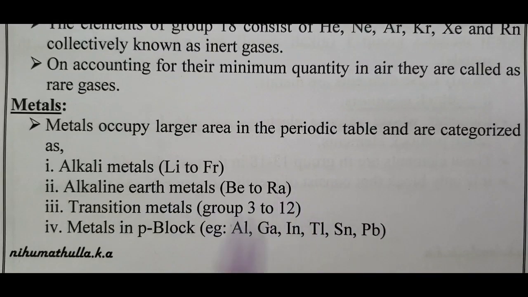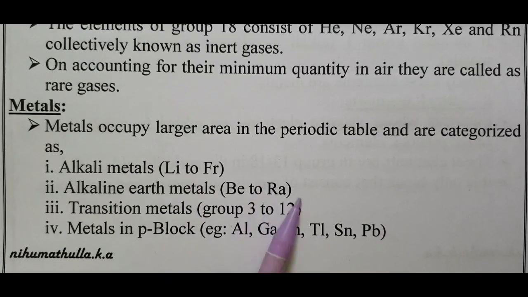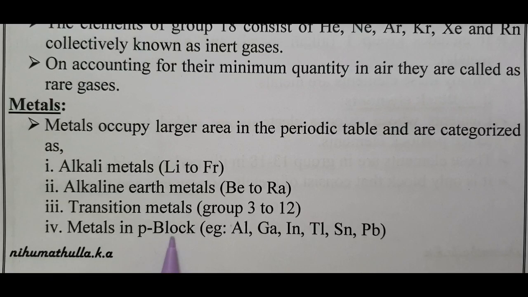Come to metals. Metals occupy a larger area in the periodic table and are categorized as alkali metals, first group elements: lithium, sodium, potassium, rubidium, cesium, francium; alkaline earth metals: beryllium, magnesium, calcium, strontium, barium, radium; transition elements from group 3 to 12; and metals in P block, for example aluminum, gallium, indium, thallium, tin and lead, stannum and plumbum. All these are metals. The P block includes metals, metalloids and also non-metals.